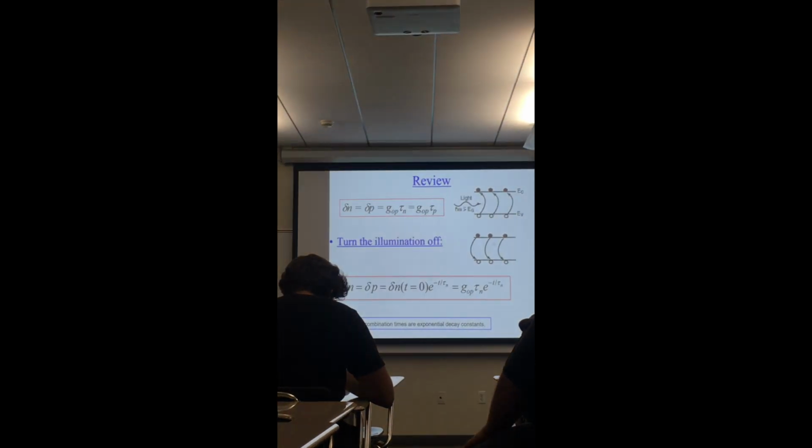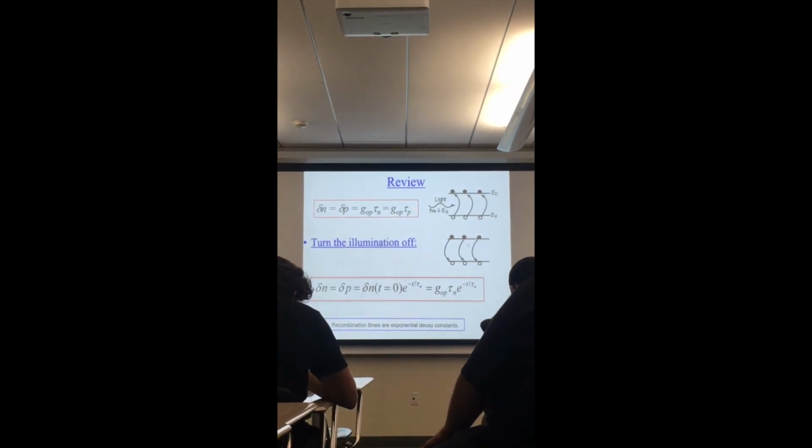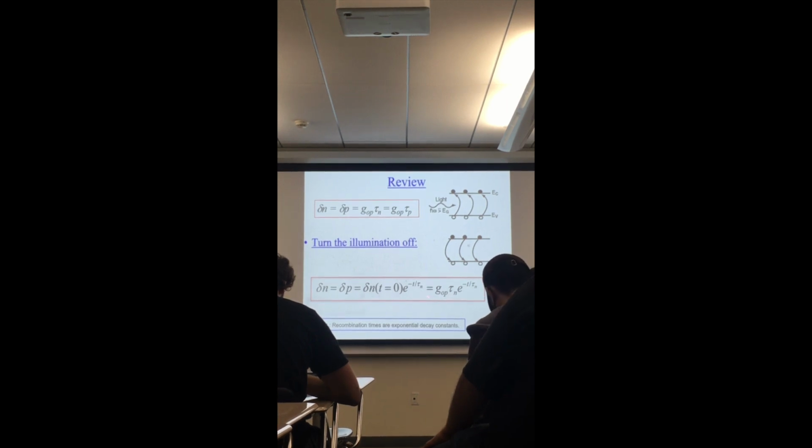Right. We also discussed what can happen if we turn off the light. So if we turn off the light, these excess carriers will decrease. Right? And basically the change of these excess carriers can be described by this equation. Okay. So basically, this excess carrier decays exponentially. So eventually, it will go to 0.